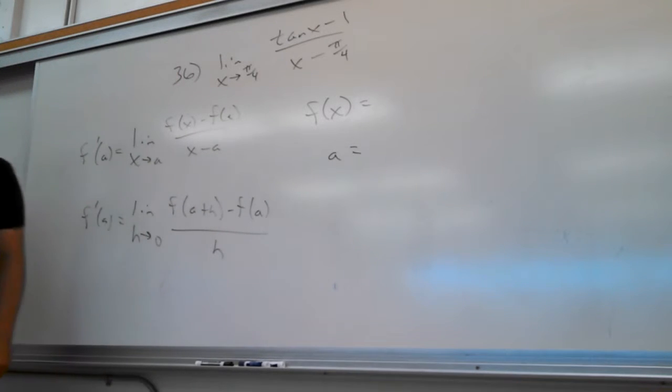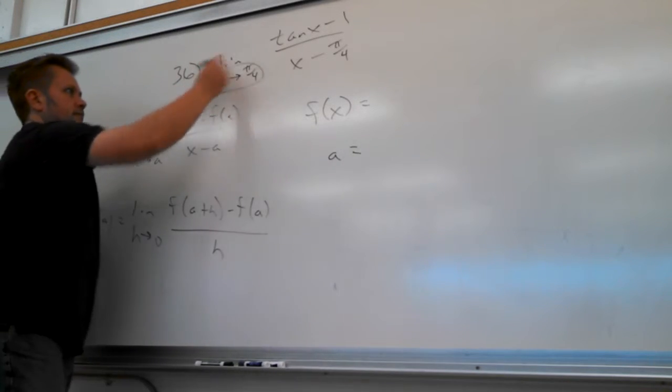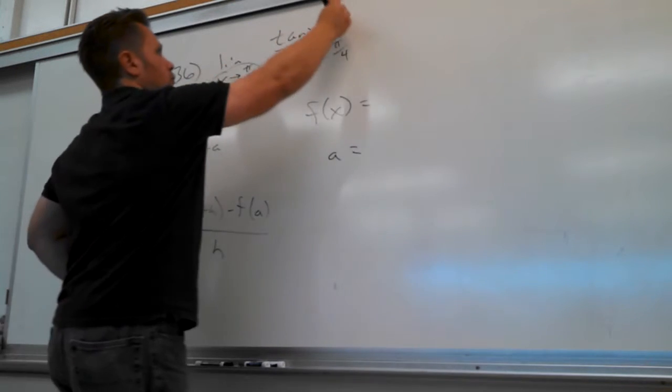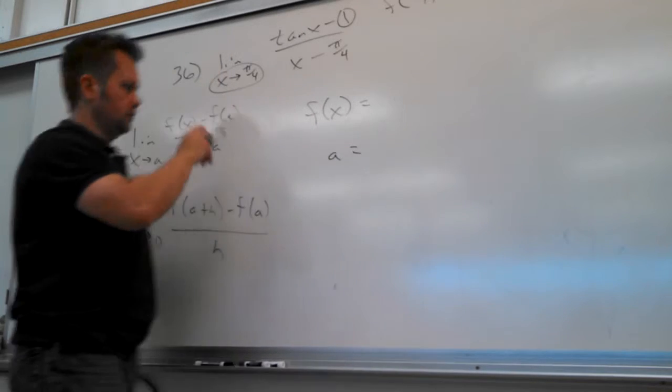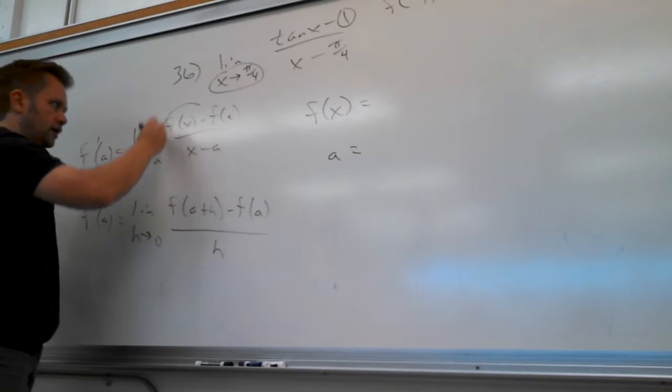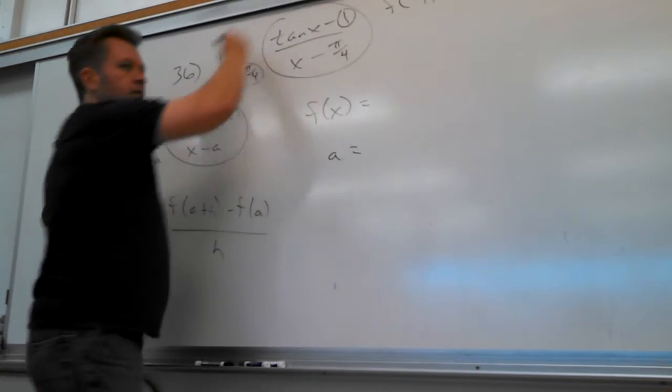Here's one. Isn't it 1? Nope. 8, wouldn't 8 be pi over 4? Yep. And what's 1? 1 is f of pi over 4, right? 1 would be f of pi over 4. You see, they can just relate that form to that form. Do you guys see, isn't that that?